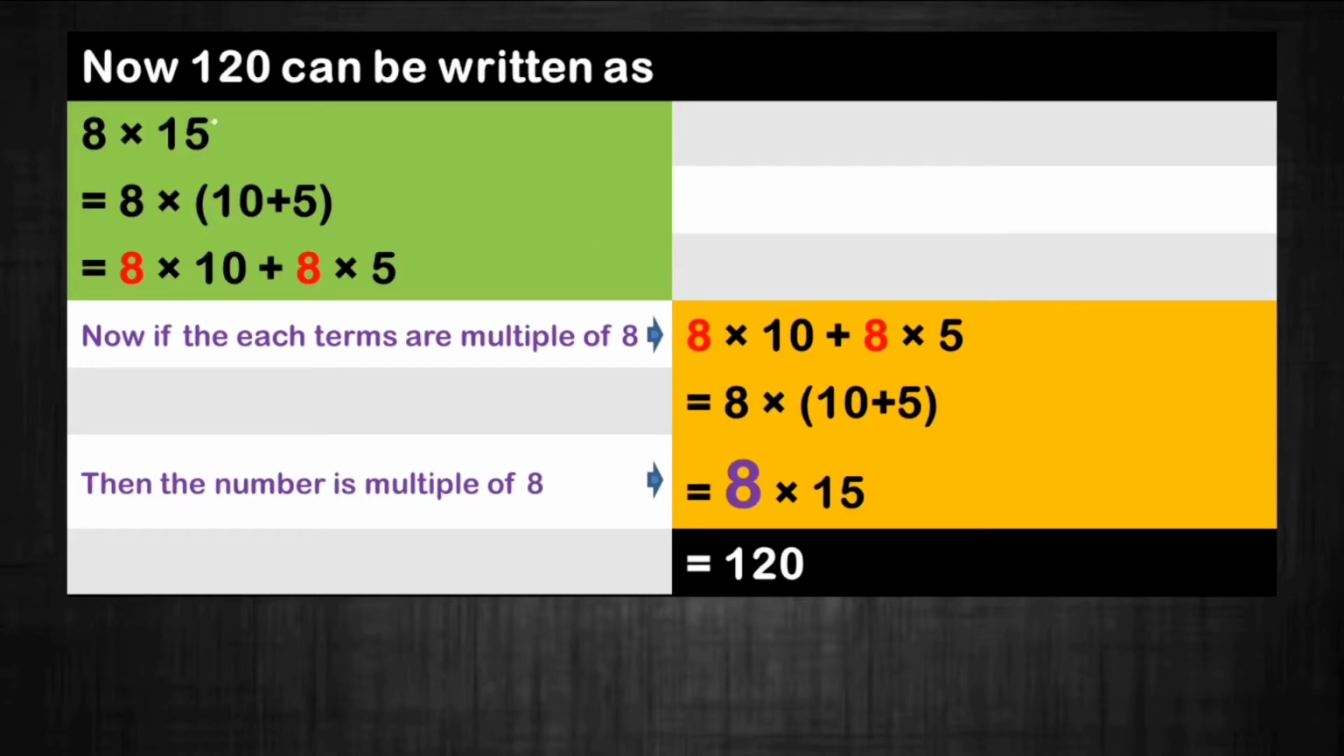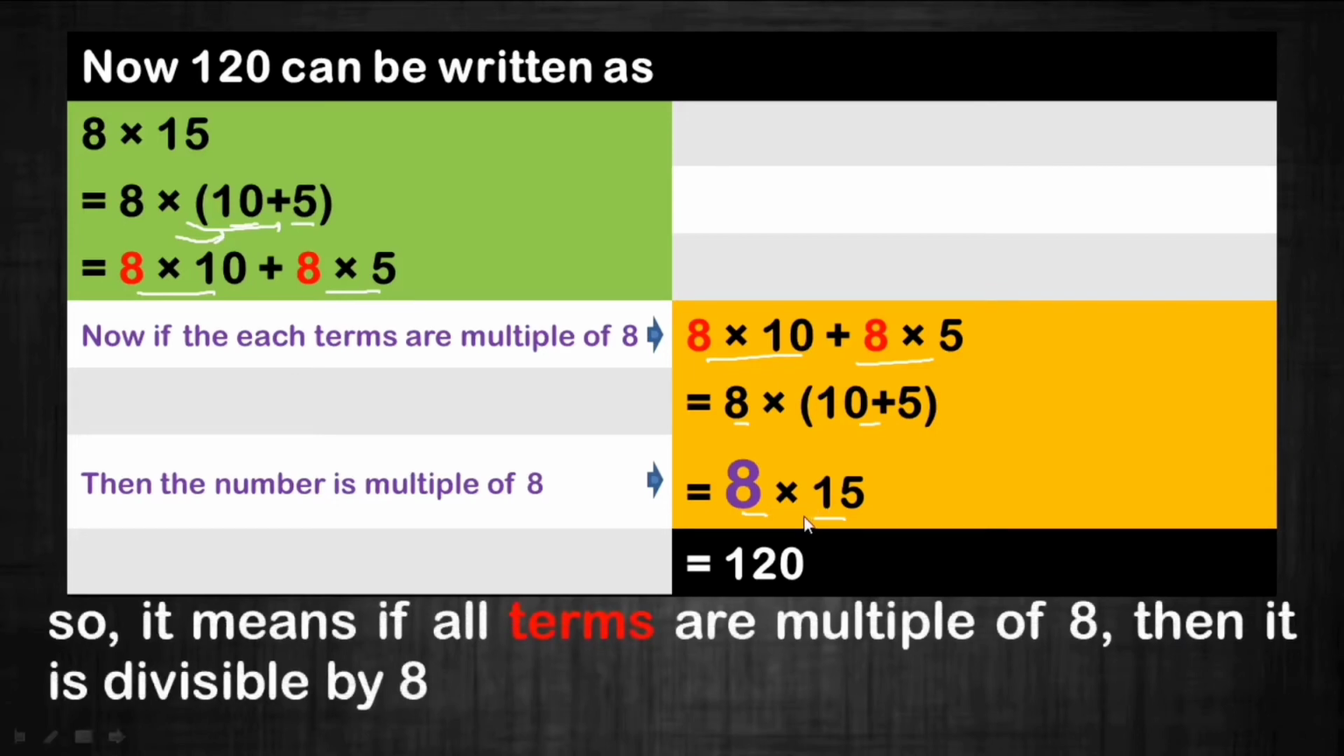Now let us see 120. 120 is 8 into 15. Let us separate 15 into two terms, 10 plus 5. Now it will become 8 into 10 and 8 into 5. These are the two terms. Both are multiples of 8. Now, if the terms are multiples of 8, we can see 8 is common. We take 8 out, and it will become 8 into (10 plus 5), which is 8 into 15. This is a multiple of 8. So if terms are multiples of 8, then the sum will be a multiple of 8, and so it is divisible by 8. It means if all terms are multiples of 8, then it is divisible by 8.